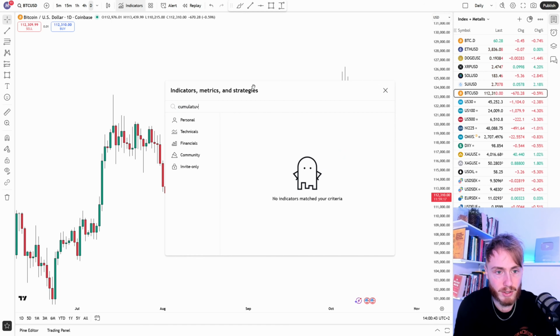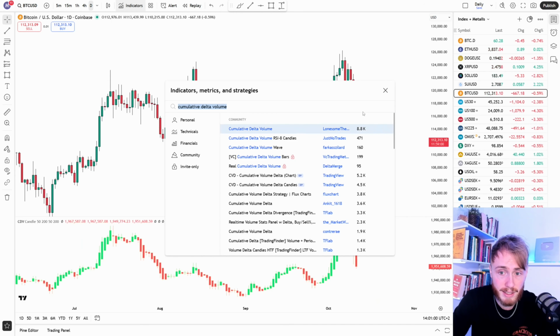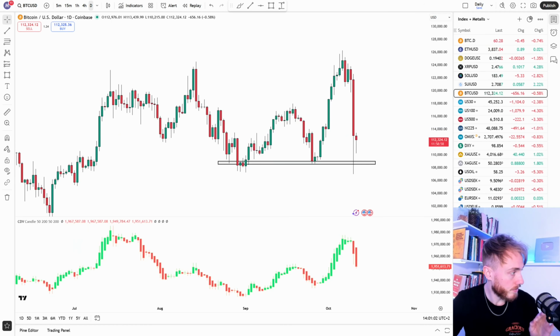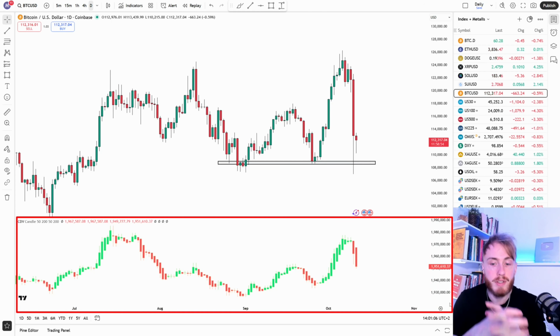Cumulative, I think it's called Cumulative Delta Volume, like this. And it's this one right here, created by Lonesome the Wolf, I think. You can see it should say around 8.8 thousand as I'm recording this video. So you press this one right here, and just like that, the indicator appears at the bottom of the screen.